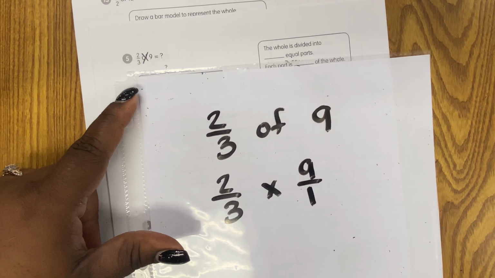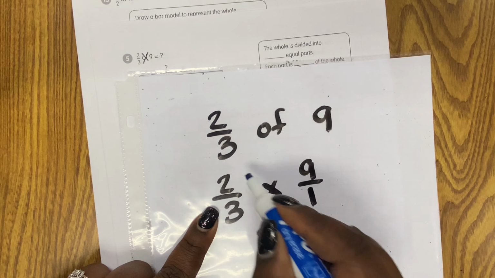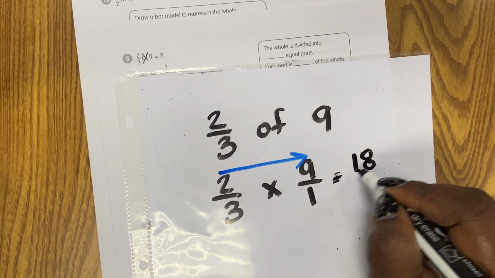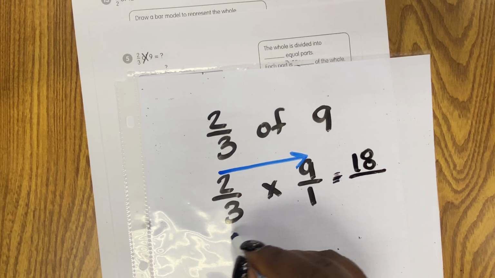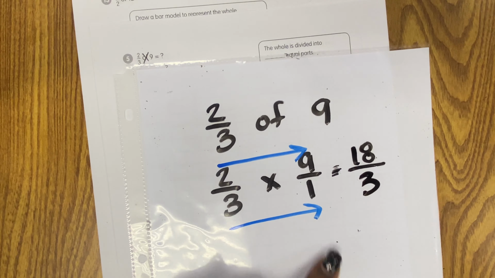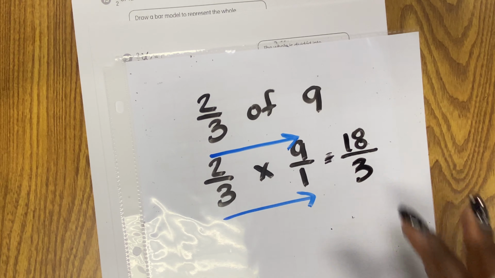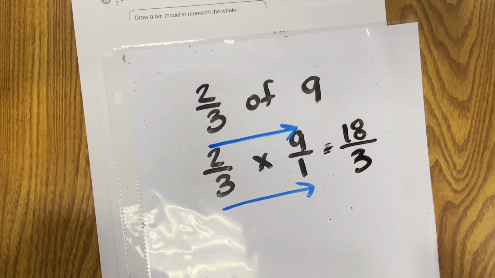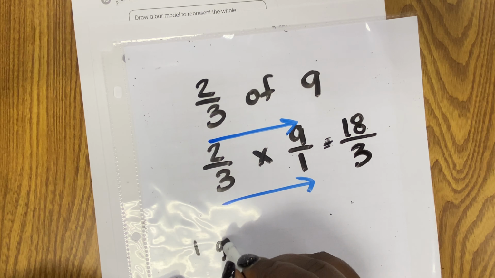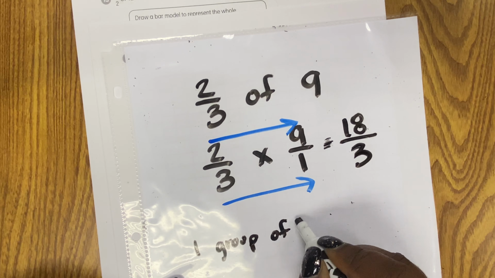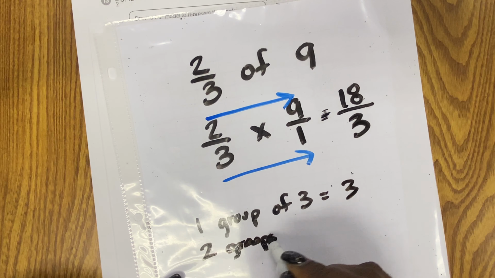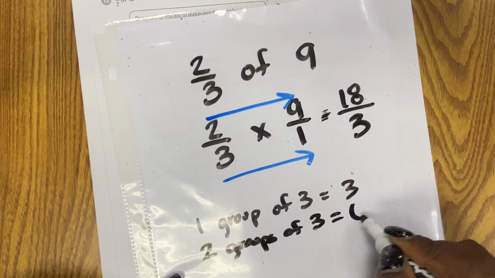Now we're going to multiply straight across. 2 times 9 for our numerator will be 18. 3 times 1 for our denominator is 3. And if I take a total of 18 and I split it up into 3 equal groups, let's look at what I mean by that. Well, if I have one group of 3, that's going to be 3. If I have 2 groups of 3, then that's 6.